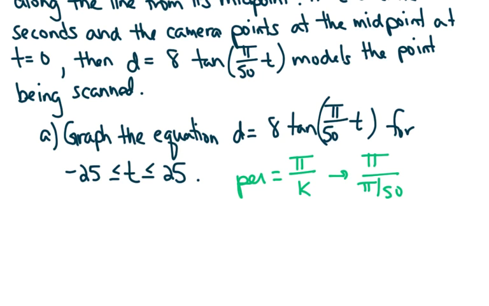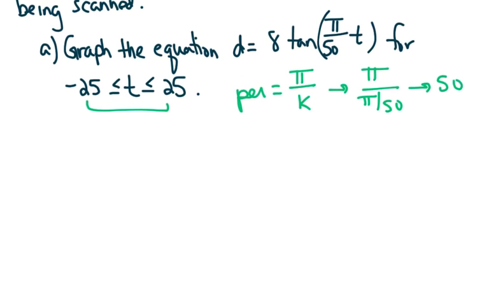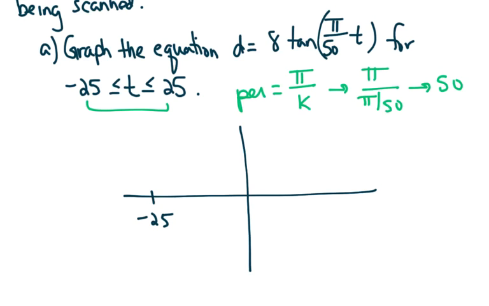So pi divided by pi over 50 is 50. And I want you to notice the distance from negative 25 to 25 is 50. Alright, so we're going to make this negative 25. We're going to make this 25. That means these are my asymptotes.